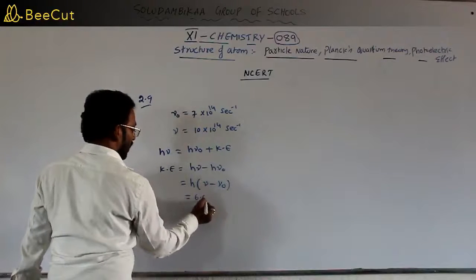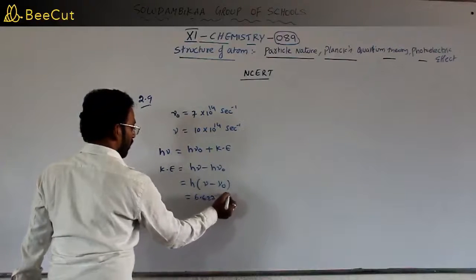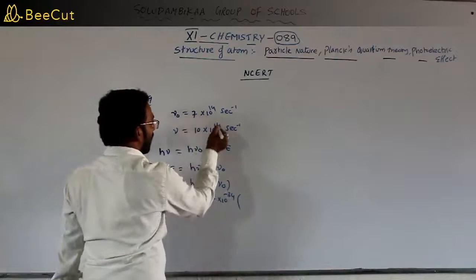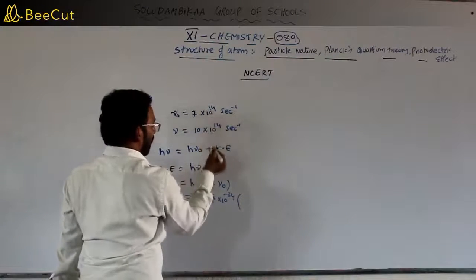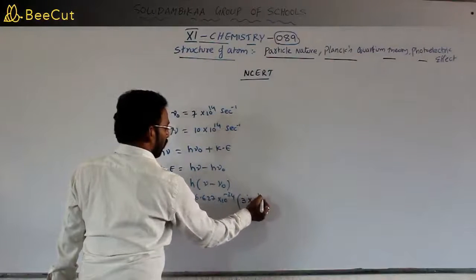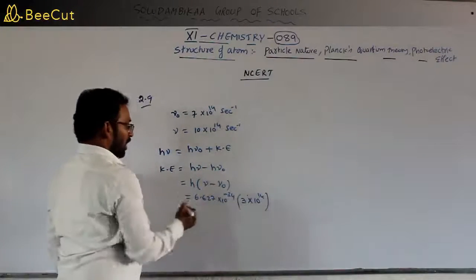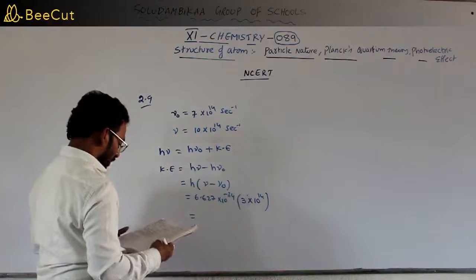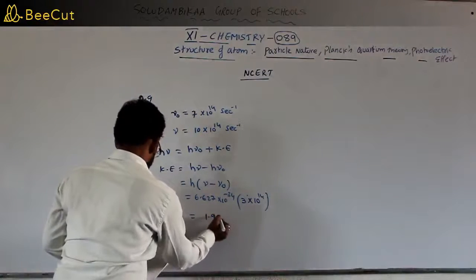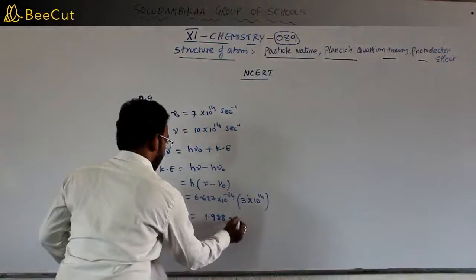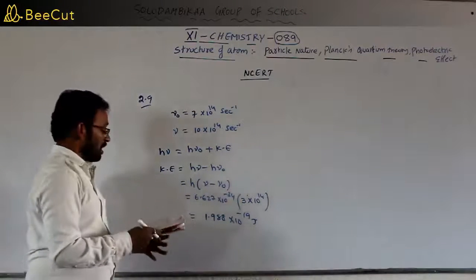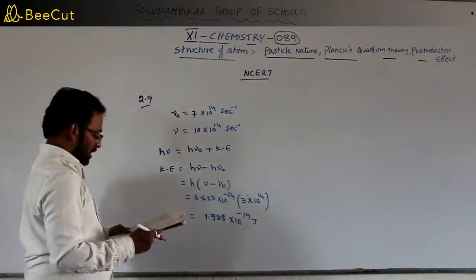H value is 6.627 into 10 to the power of minus 34, into the nu value, which is given as 10 into 10 power 14. I will take 10 power 14 common: 10 minus 7 is equal to 3. So I write 3 into 10 power 14. So 3 sixes are 18. So approximately the answer becomes 1.9888 into 10 to the power of minus 19 joules. So question number 2.9 is completed.